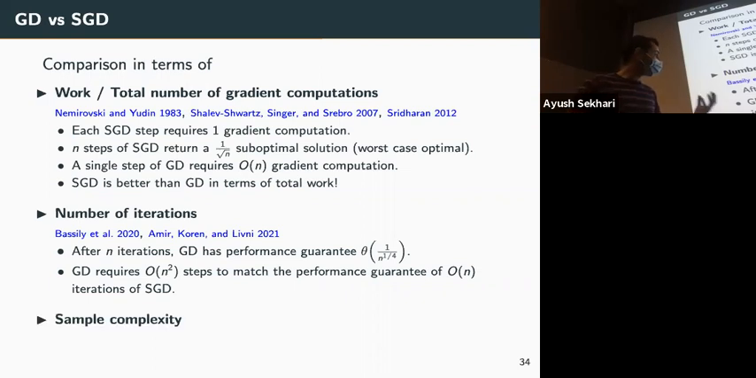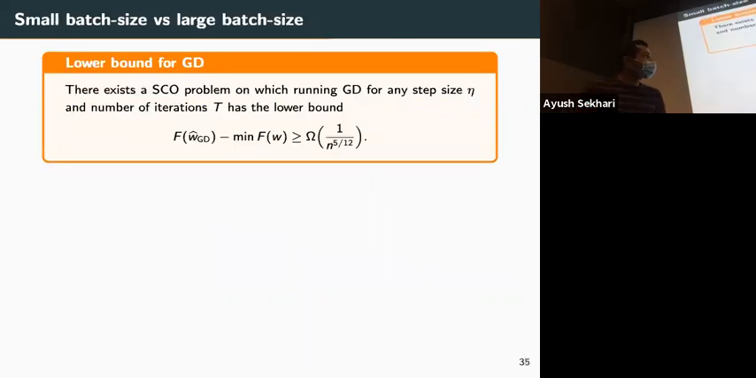However, the real separation that I think, as learning theorists, I'm interested in is in terms of sample complexity. Is it the case that GD requires more samples or fewer samples in order to find the same solution in terms of the test loss? And this has not been looked at before in any of the works that I'm aware of. So we show in this work that there exist SCO problems for which no matter what step size you use for GD, no matter how many time steps you run GD for, the final solution will have a lower bound of 1 by n to the 5 by 12.